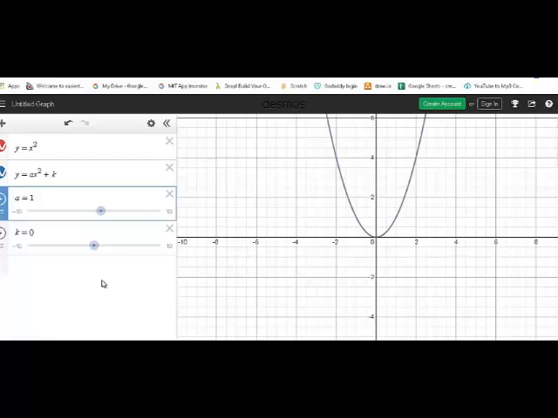Now let's talk about what will happen if a is between negative 1 and positive 1. Let's say a is 0.5. You can see that the graph of the base function has been stretched horizontally or compressed vertically.